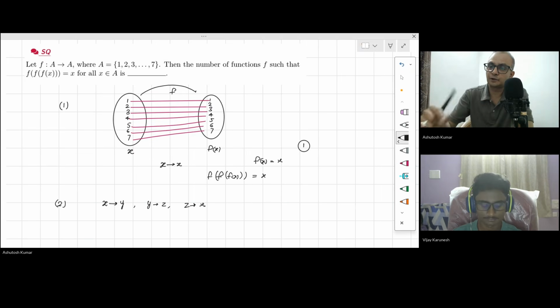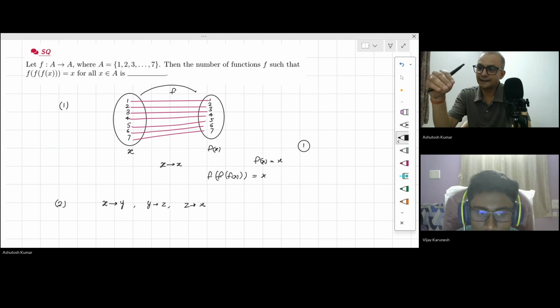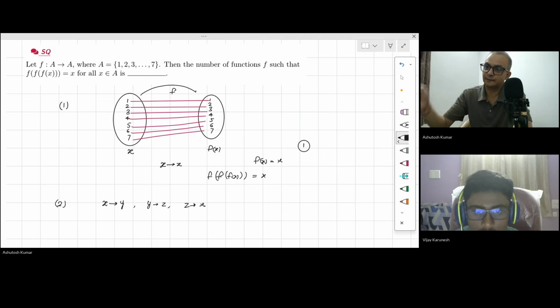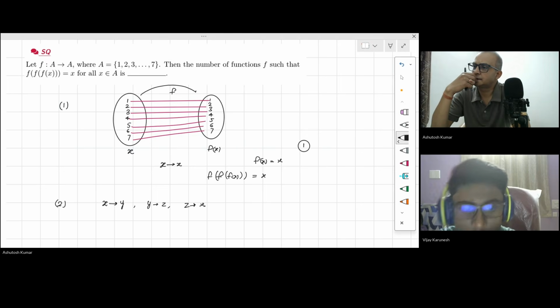So in the first composition, what happens? X is mapping to some different element, and y is mapping to a different element in the second mapping. But finally, in the third mapping, the z should again connect to x. Then only, whatever you input, you'll finally get the same output, because our sets are the same at every stage. Are you understanding this point? Yes, sir. Understood, sir.